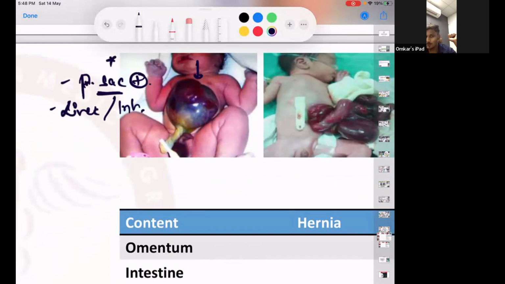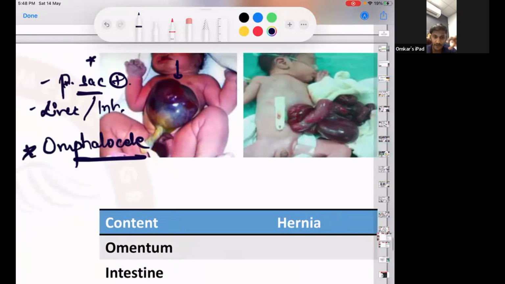This is usually associated with Beckwith-Wiedemann syndrome. This condition, where there is an intact peritoneal sac, the contents can be liver or intestine, and it arises from the center, from the umbilicus, is known as omphalocele.